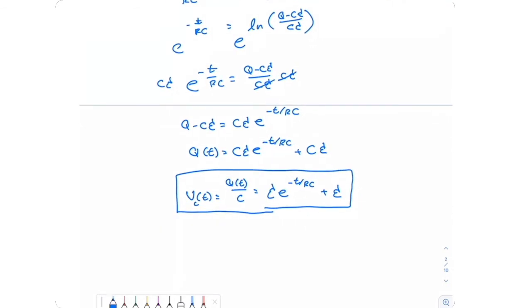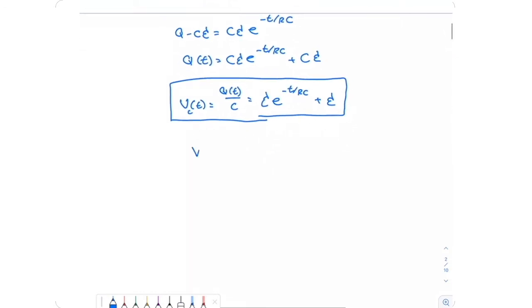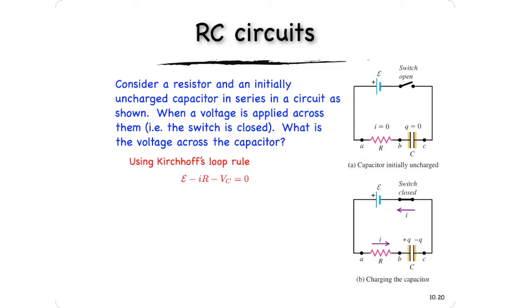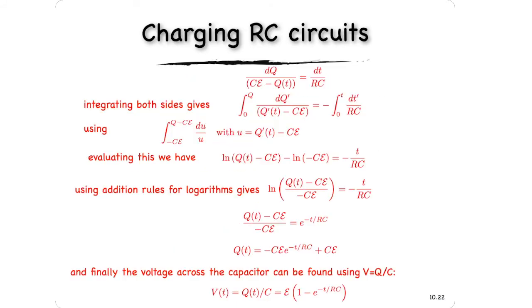So let me quote what my expectation is. That the voltage across the capacitor is equal to the voltage supplied by the battery times 1 minus e to the minus t over RC. This is the result I was expecting. And I've got it worked out in the notes as well. And we see that form right there.